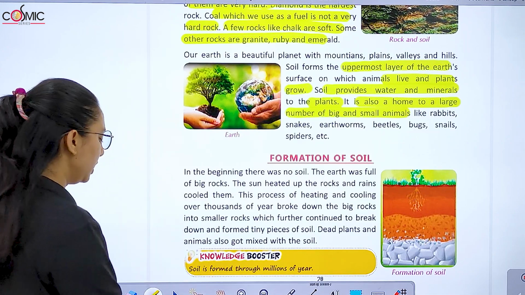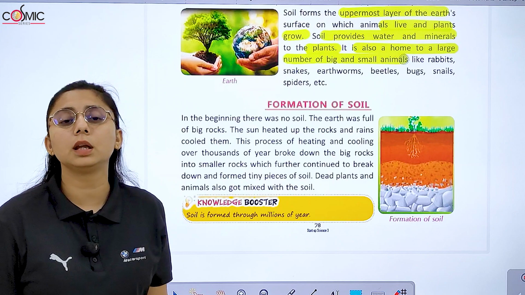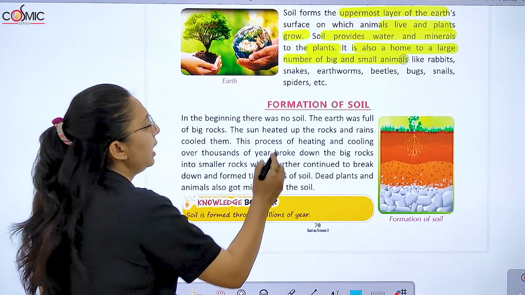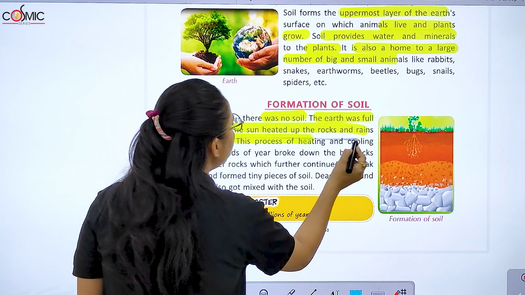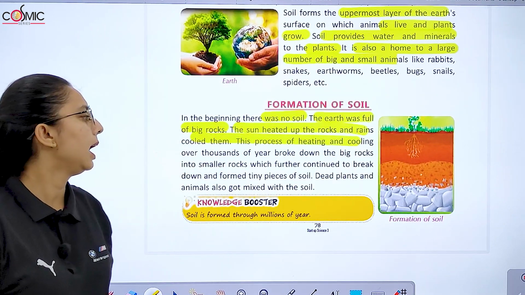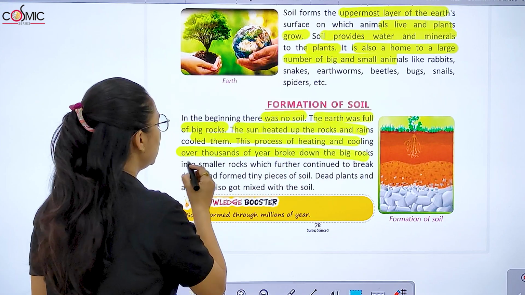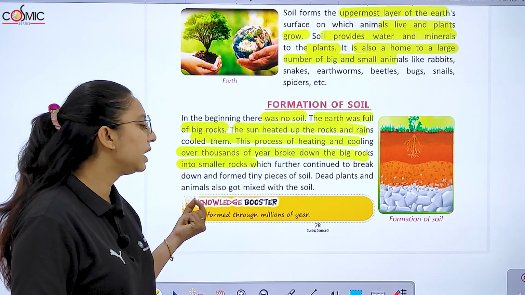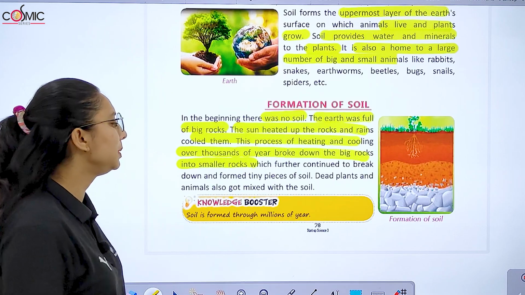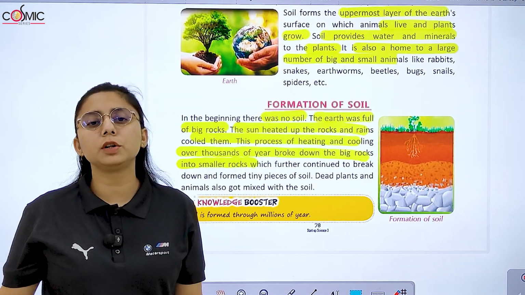Right, now formation of soil. So in the beginning there was no soil. अगर हम starting की बात करें तो किसी भी तरीके का कोई soil नहीं था. The earth was full of big rocks and the sun heated up the rocks and the rains cooled them, and the process of heating and cooling over thousands of years broke down the big rocks into smaller rocks, and it further continued to break down, and they formed pieces of soil. Right, and it takes millions of years to form such.